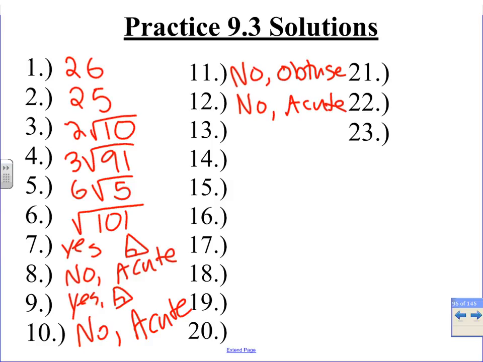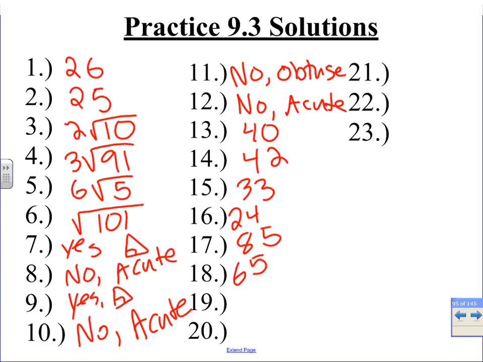Thank you, Daniela. Okay, number 13 is 40. 14 is 42. 15 is 33, not 53. 16 is 24. 17 is 85. 18 is 65. So make sure you check the front. Thank you, Sam.